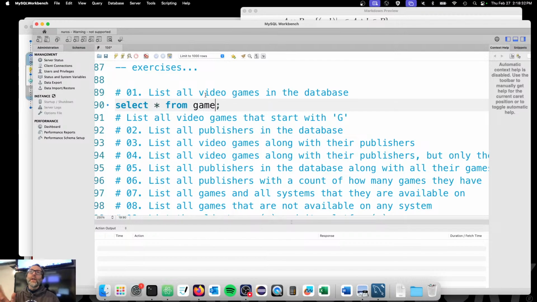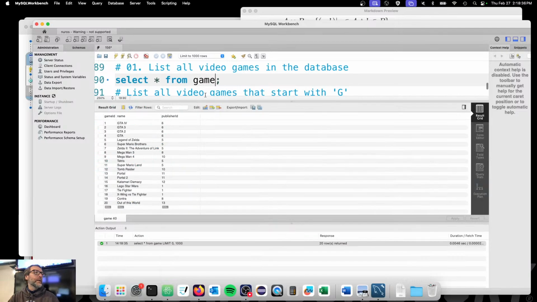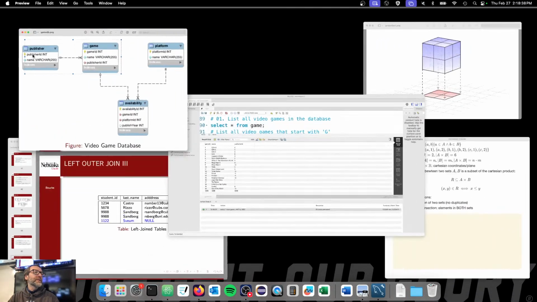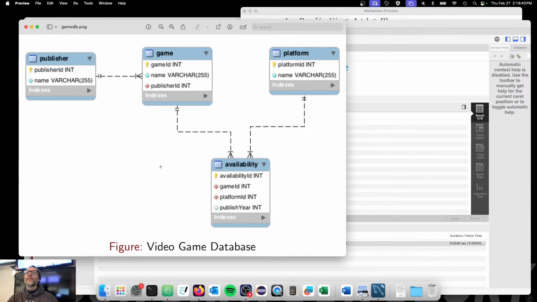Never pluralize a class, never pluralize a table, right? Good. And also, what else do you see about my naming conventions over here? What about all of the columns? Publish year, platform ID, et cetera, et cetera. They're all lower camel case, just like Java variables.